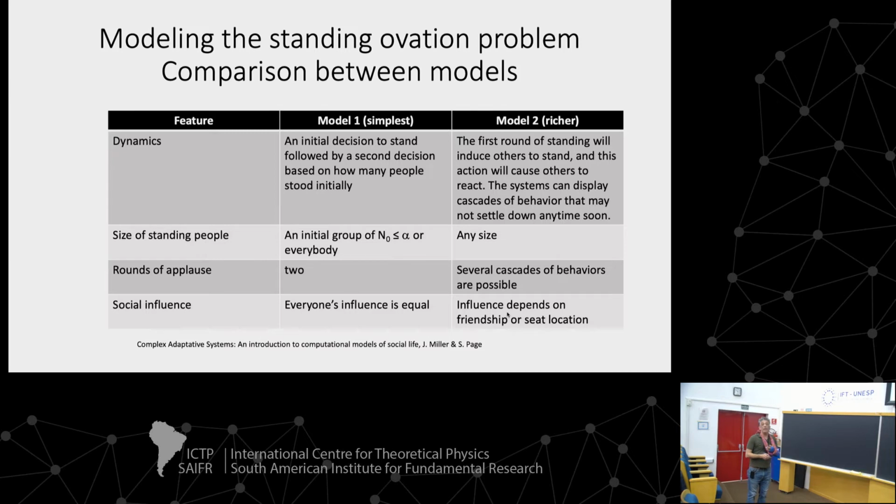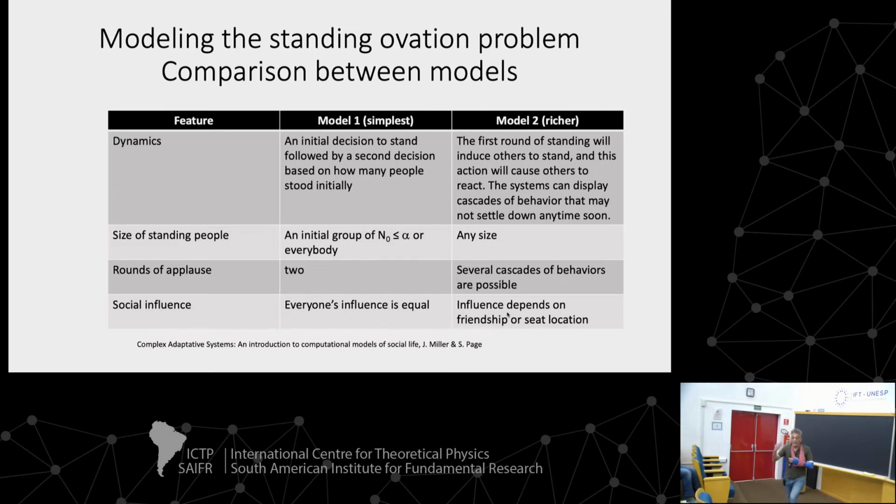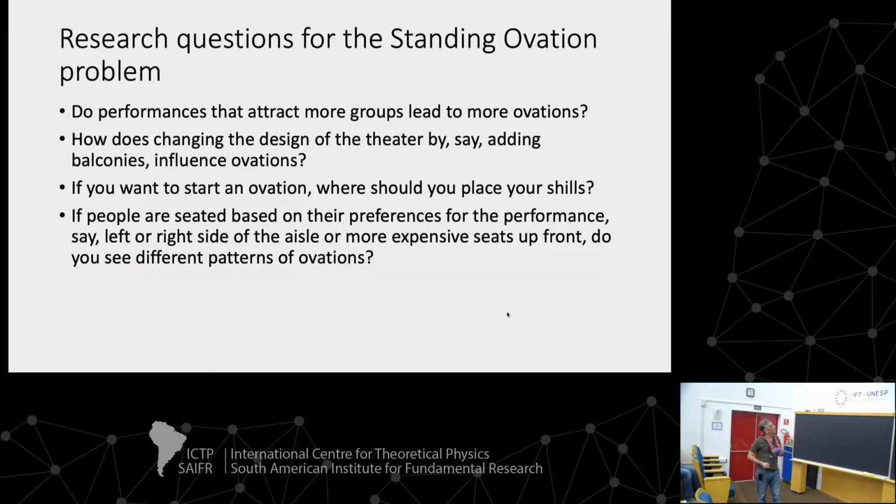And I can compare these two models. In the first model, the dynamics is an initial decision to stand, followed by a second decision based on how many people stood initially. With the social influence, everyone is equal, and I have at least two rounds of applause. But if I put these more ingredients in the model, I can have a richer model that can approach better what we observe.